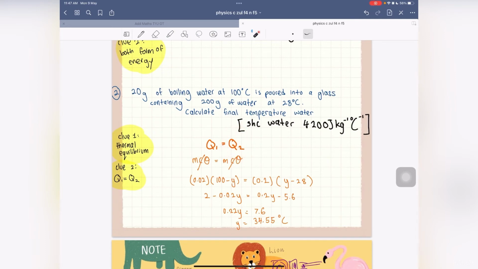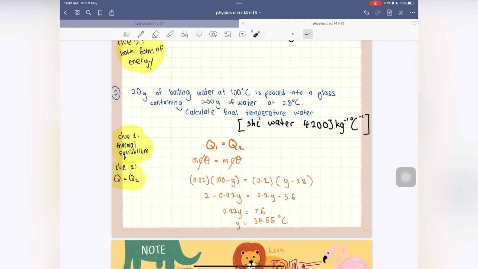Anyway, right now we know that we're just playing with one variable, one thing here. It's not like coffee and milk or something, it's just water with water. So we can actually cancel out the c. So we're left with mθ. And θ refers to the change in temperature, right? So first, one of the waters is at 100 degrees, and one of the waters is at 28. So one of them must be reducing in temperature, right, and one of them must be increasing.